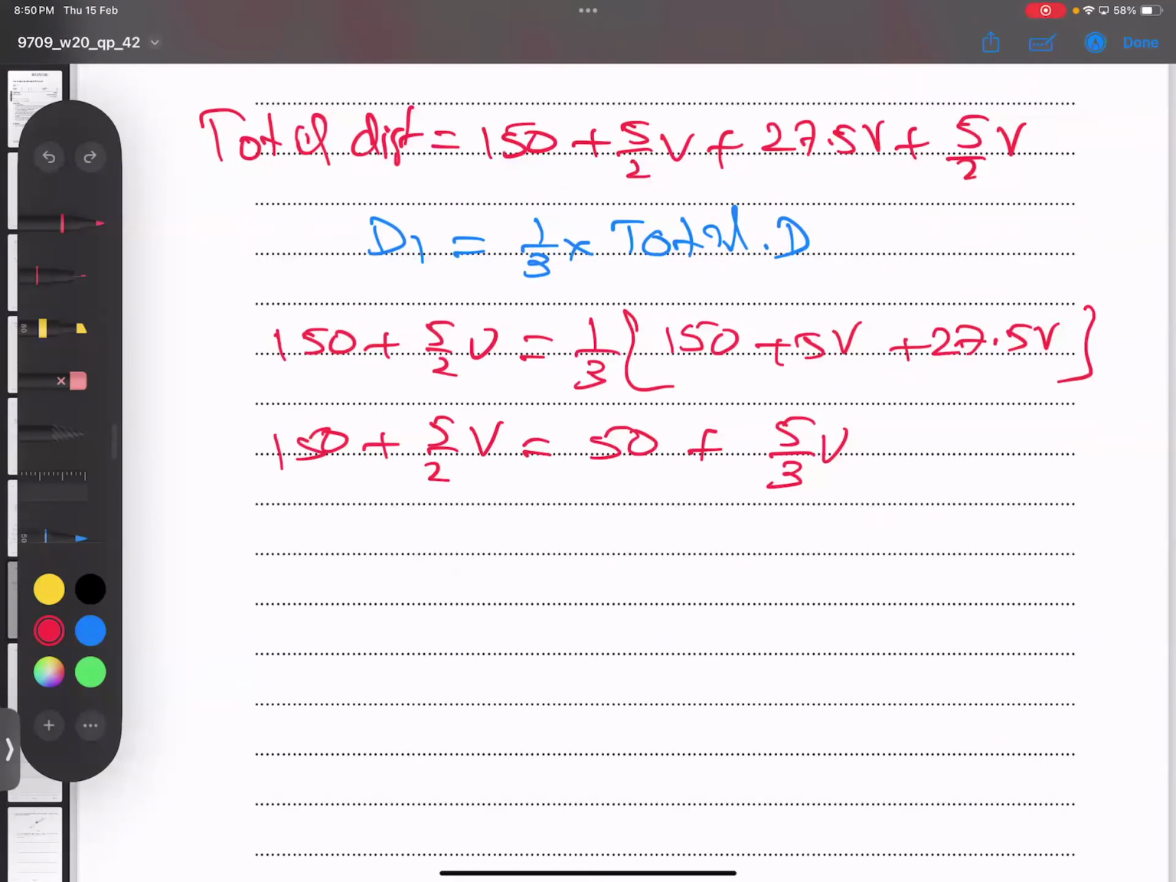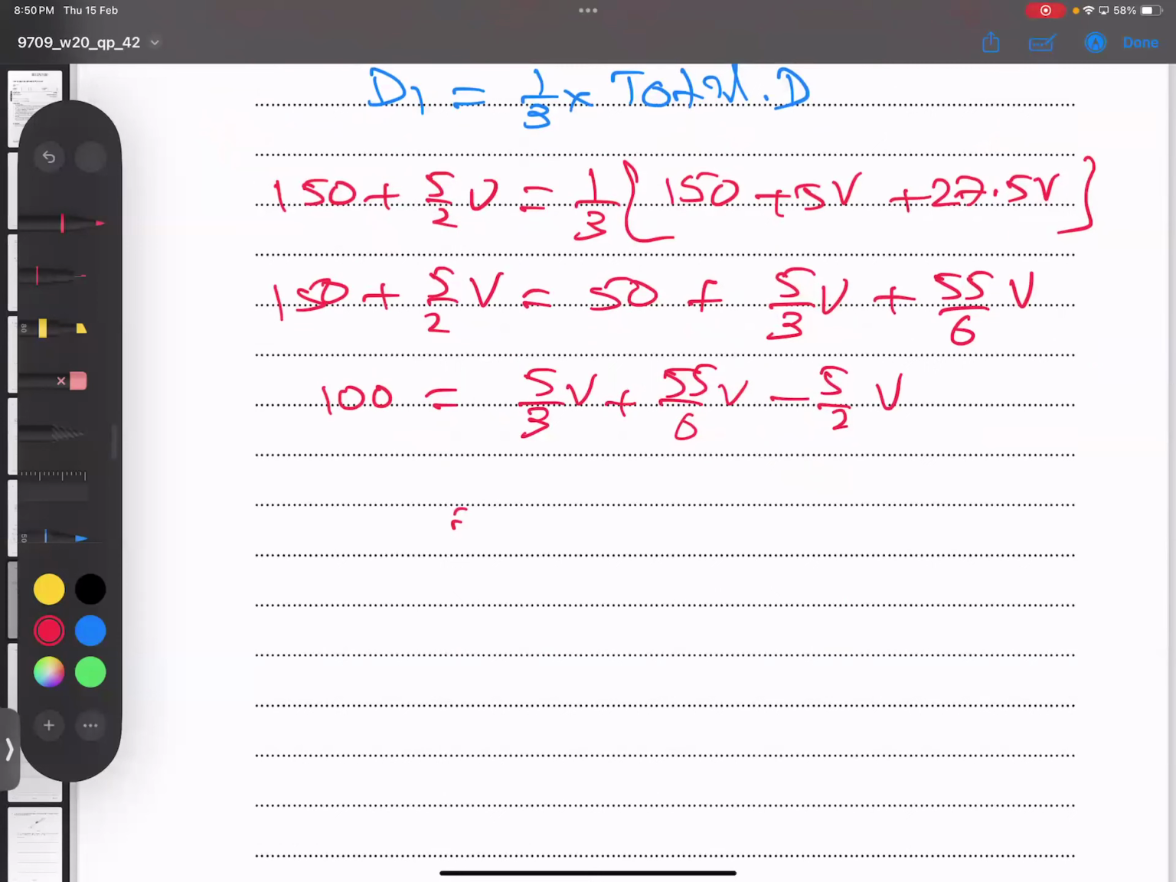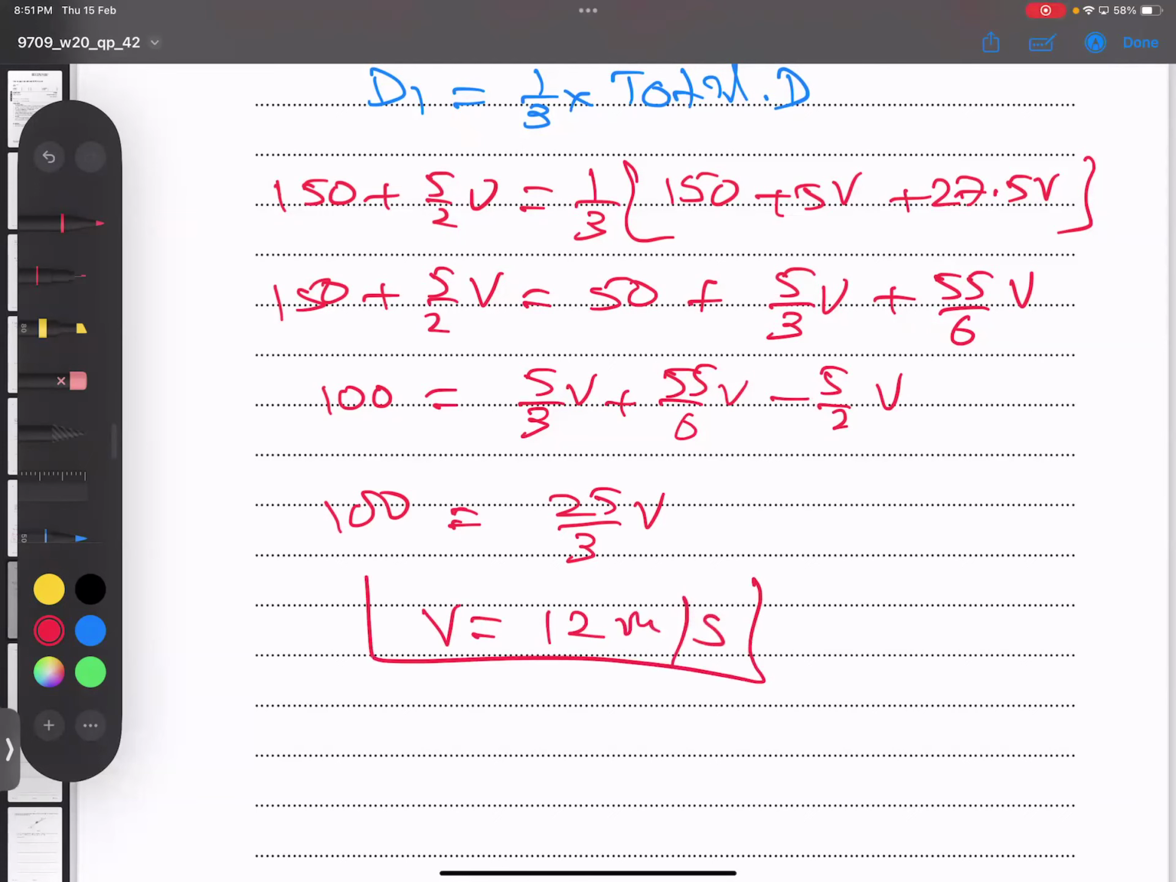Calculator. Okay, 27.5 divided by 3, what am I getting here? I'm getting fraction form, 55/6V. Now, student, I think you can understand this will subtract 150. I got 100. So 5 by 3V plus 55/6V, and this comes on this side, so minus 5/2V. Rather than that, I take the LCM and show you. So this is becoming 25 over 3V equal to 100. So 100 into 3 divided by 25, I get what answer? 12 meters per second.